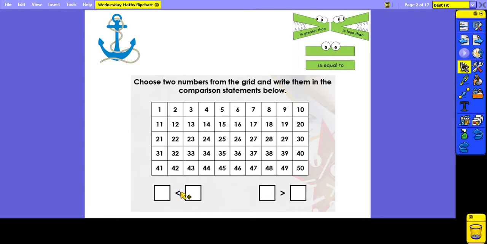And with the first one, we have got the less than symbol here, so the number on this side must be less than the number on this side. And for the second one, this is the greater than symbol, so the number on this side should be greater than the number on this side. And there is a prompt up here just to remind you which one is which. So pause the video now and have a go.